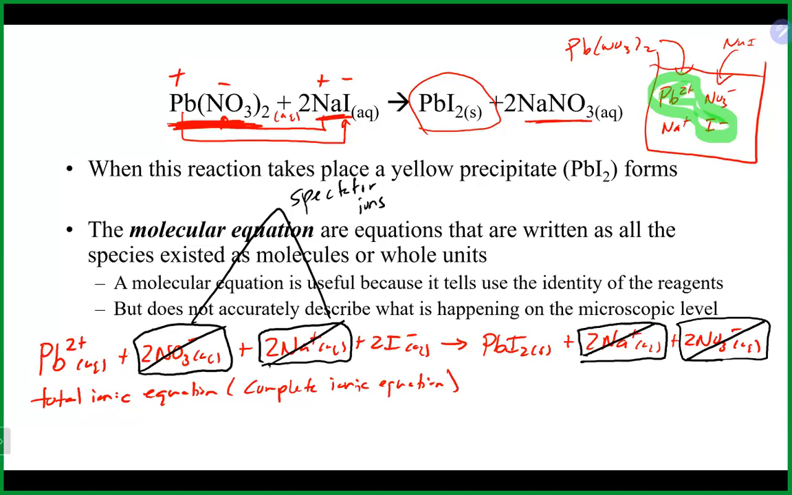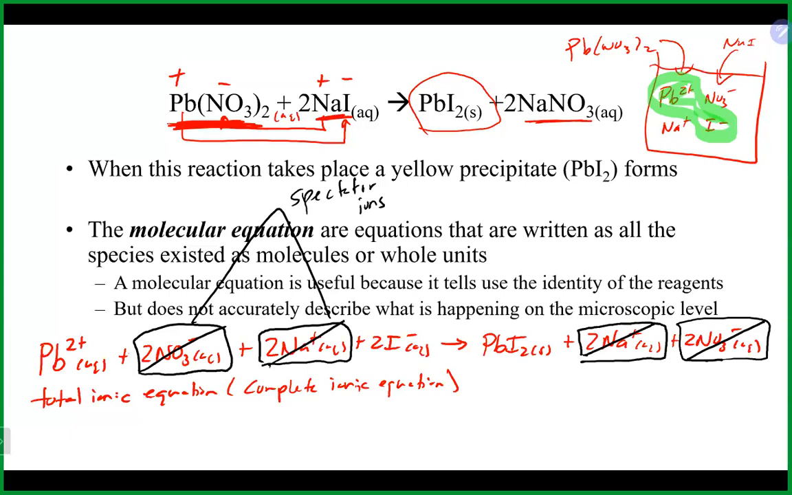And they should completely cancel each other out if they are spectator ions, and that means you should have the same amount on each side of the arrow. If you find yourself doing this and you do not have the same amount on both sides of the arrow, you probably didn't balance your equation right or something like that. So something is wrong along the way.